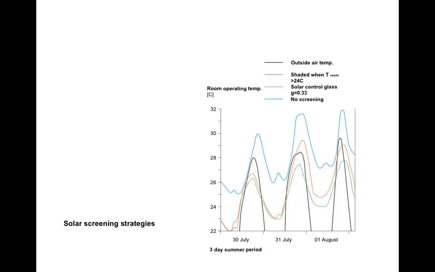But better is a shading system, shown by the green line. In this case, it's a screening system which is operated by the internal temperature of the room. So when the room exceeds 24 degrees centigrade, that solar screening system will close down.